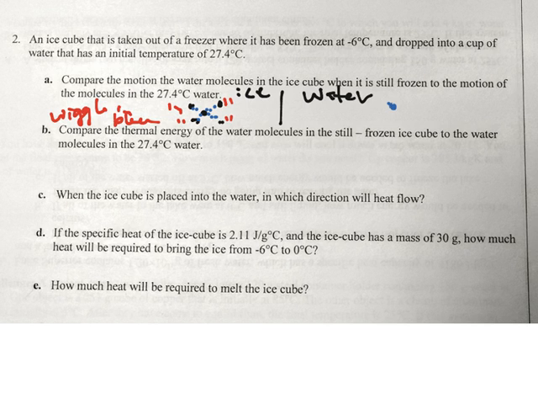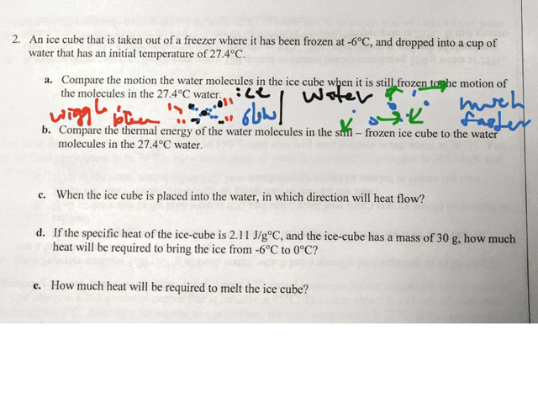Water, on the other hand, there's no set pattern. They can move wherever they want to, as long as they stay roughly together. They can't leave their container. But beyond that, they get to go wherever they want. They're also warmer. They're moving much quicker. So the ice essentially would wiggle in place, and this would be very slow. This would be much faster. Not as fast as a gas or hotter water, but much faster than our ice.